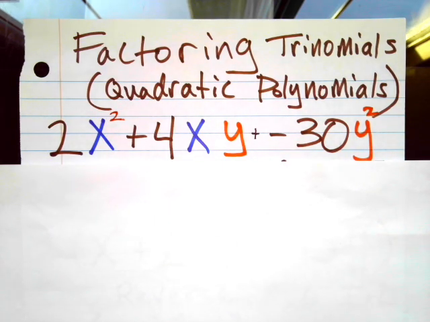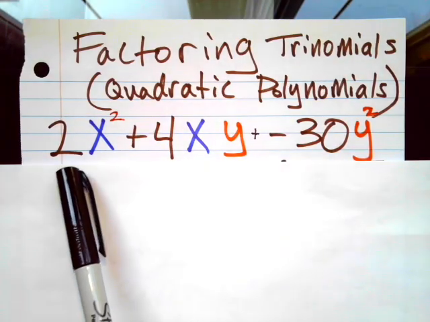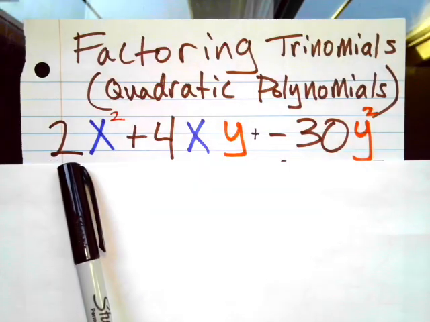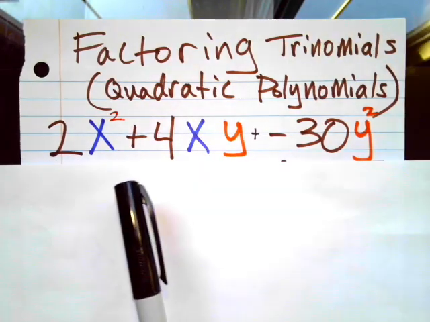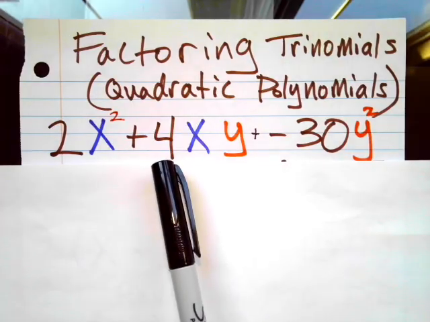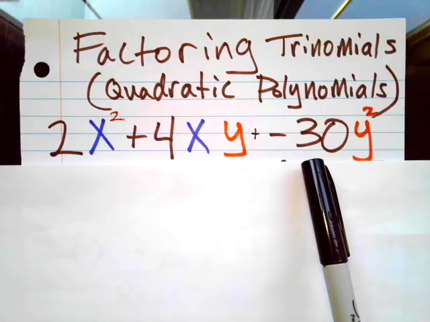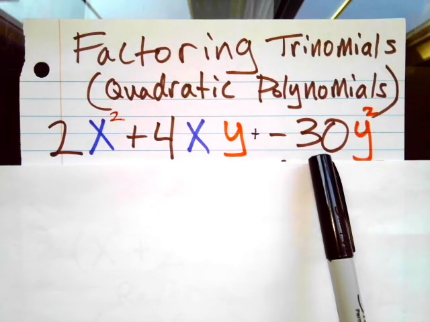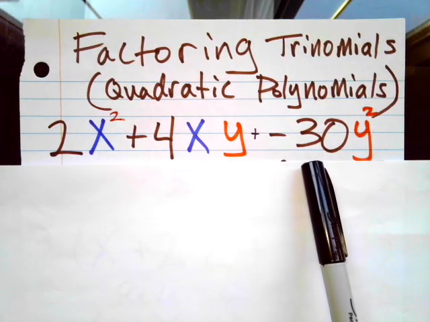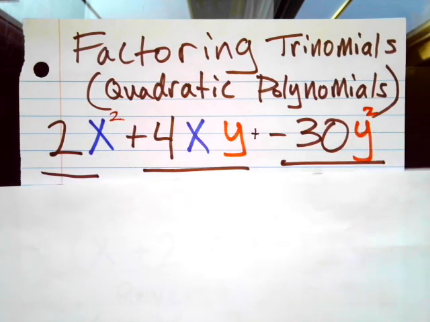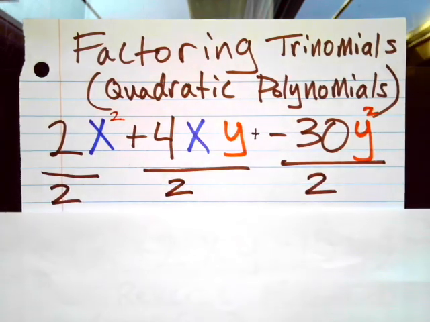So now I'm left with the coefficient. That's a number in front of the letters here, the variables, x and y. I know I can divide 2 into 2 evenly without a remainder. I know I can divide 2 into 4 evenly without a remainder. And I know a negative 30 can be divided by 2 evenly without a remainder because 2 times negative 15 gives me a negative 30. So I can divide 2 into each of these terms. That would be the greatest common factor.